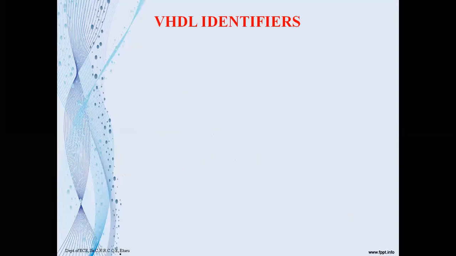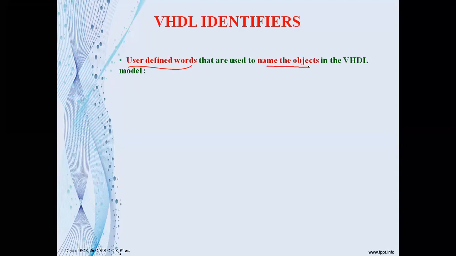So the next one is VHDL identifiers. What are identifiers? Identifiers are nothing but things here. So exactly what is a VHDL identifier? VHDL identifiers are user defined words. They are used to name the objects in the VHDL.